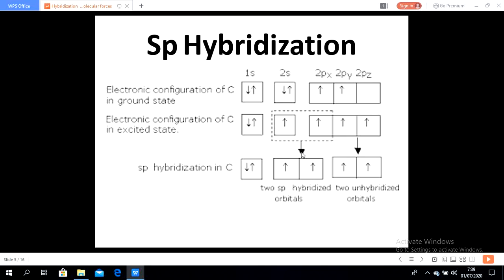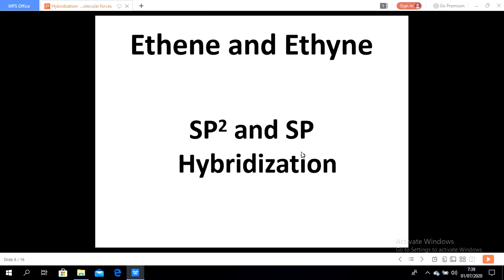Okay, so let me summarize for sp3, sp2 and sp. sp3 occurs with a single bond; a single covalent bond is always sp3. A double covalent bond is sp2. A triple covalent bond is sp.